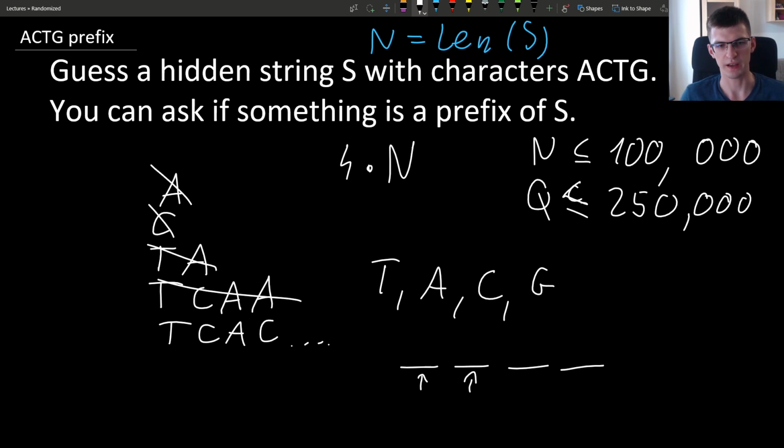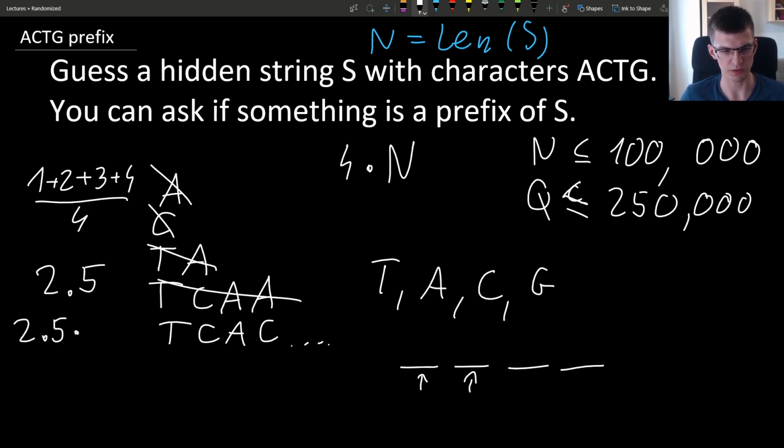Now, with probability 1/4 you will guess with the first try, then maybe second try, third, and fourth. The average of that is 2.5. This is the average number of queries you need for one character. And from this we get that the average number of queries that we ask is 2.5 times n, which is too big. Because if this is the limit, and on average we get exactly that, then sometimes we will exceed it. So you can now pause for a moment and think about an easy fix.